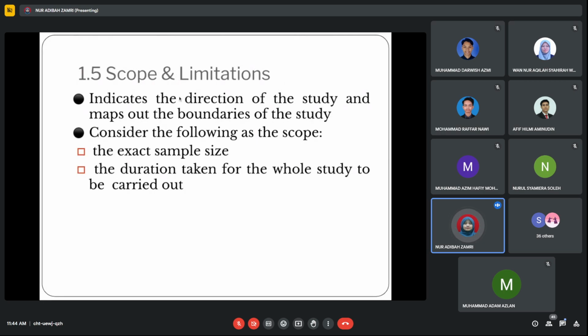Okay, limitations. Limitation is the boundaries of the study. Let's say, this is just an example, if you conduct the study during PKP, and it's quite hard for you to distribute questionnaires, or you want to interview a few people, or do the observation, example only, then you cannot go out because of the PKP. And this can be one of the limitations as well.